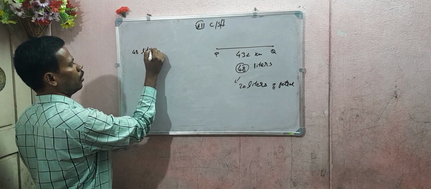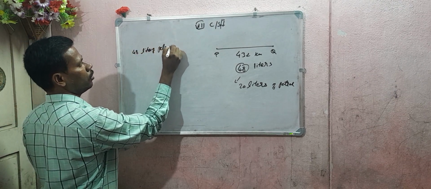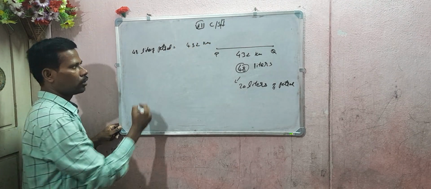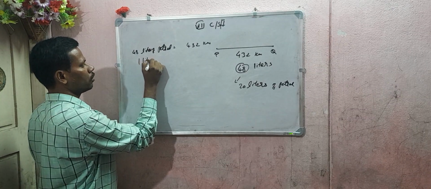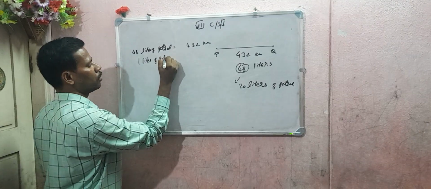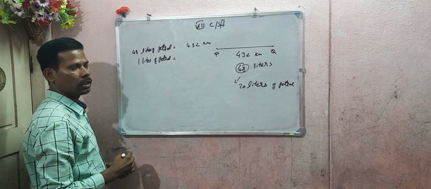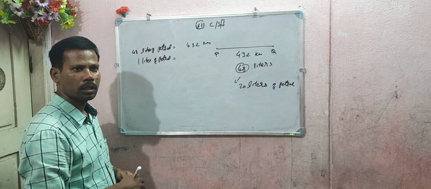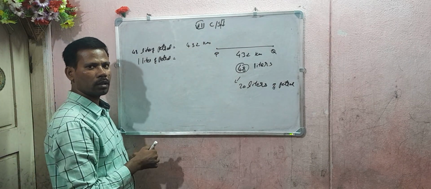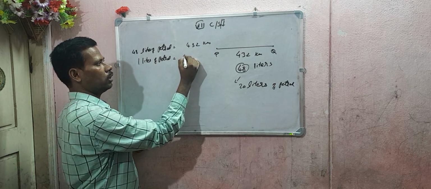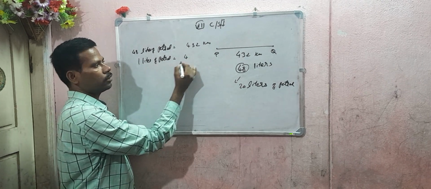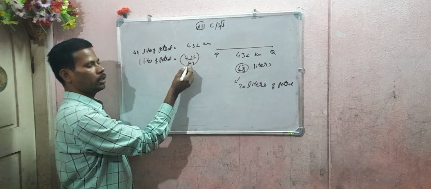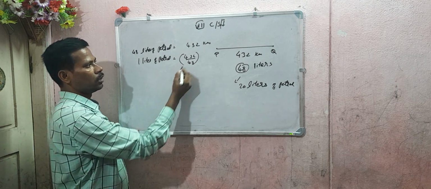48 liters of petrol is equal to how many kilometers? 432 kilometers. Next, 1 liter of petrol. Simple. 48 liters, 432 kilometers. Only 1 liter is there. With 1 liter, will you travel more kilometers or less? Yes, you will travel less kilometers because only 1 liter is there. 432 by 48. From where did this 48 come? This number 48.